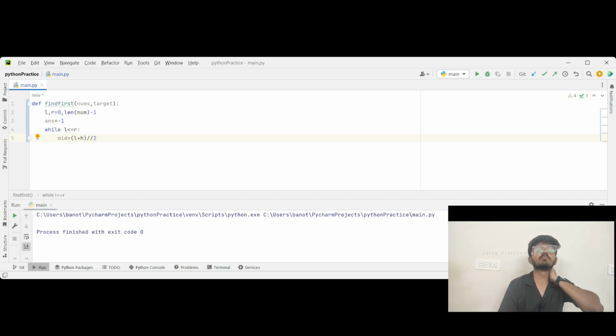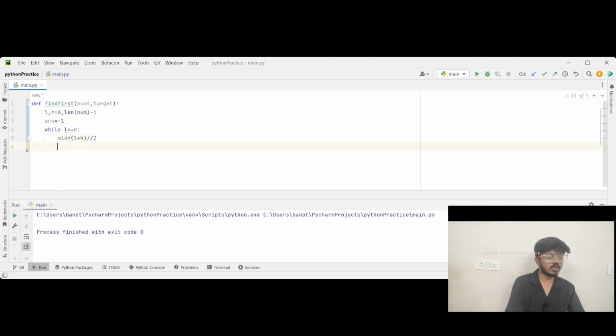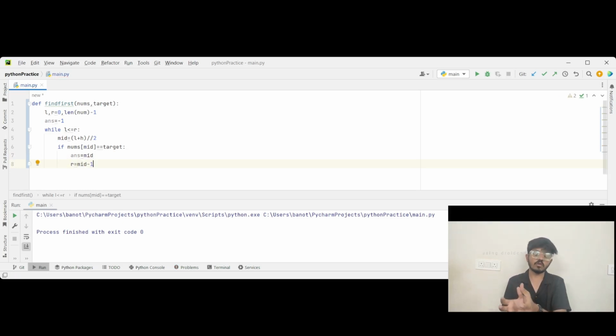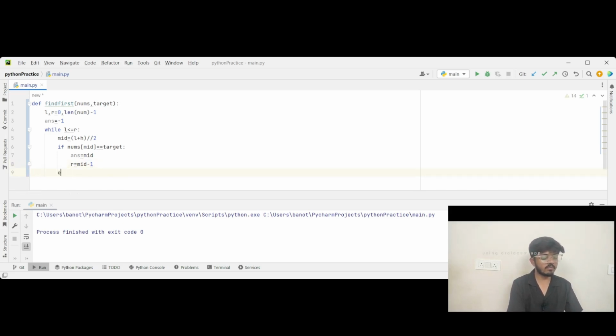Okay, the floor division means we will get only the integer part. If I want to get both the integer part and the floating part, then we have to divide with the single division, not the floor division. Okay, now we need to compare if nums of mid is double equals to the target, then the answer equals to the mid. So we have to store the mid, right? So I stored the mid, then the r equals to the mid -1. So now r is moving to the mid -1. Okay, so this side.